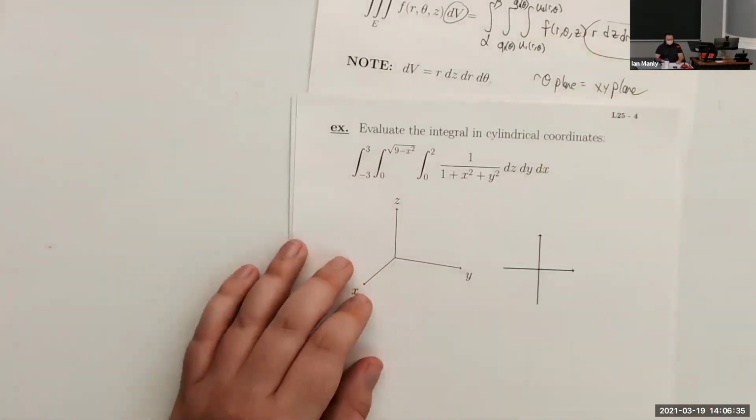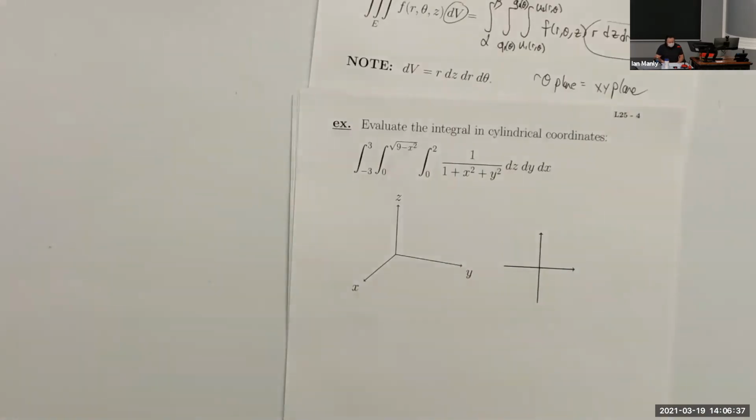So I want to do this triple integral, the integral from -3 to 3, 0 to √(9 - x²), and then 0 to 2 of 1/(1 + x² + y²) dz dy dx. All righty. So let's first figure out what kind of domain we have here that we're integrating over, and then we'll convert everything into cylindrical coordinates. All right, so let's see here.